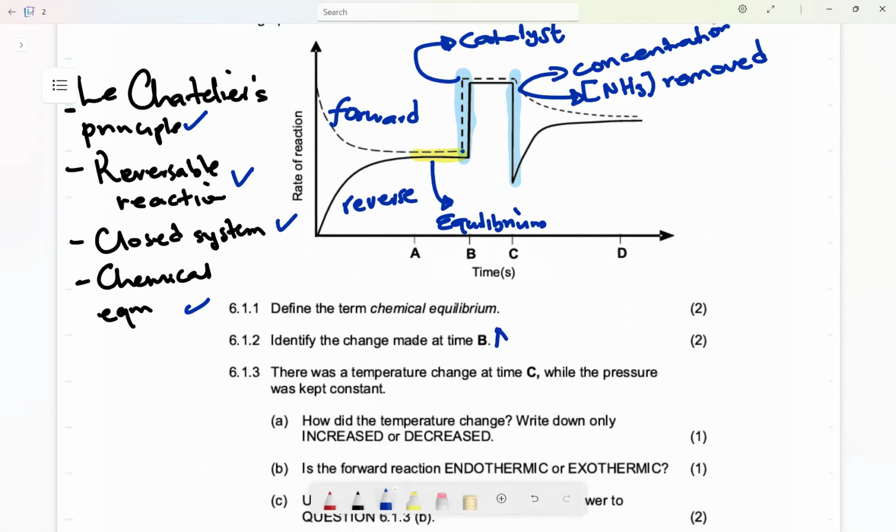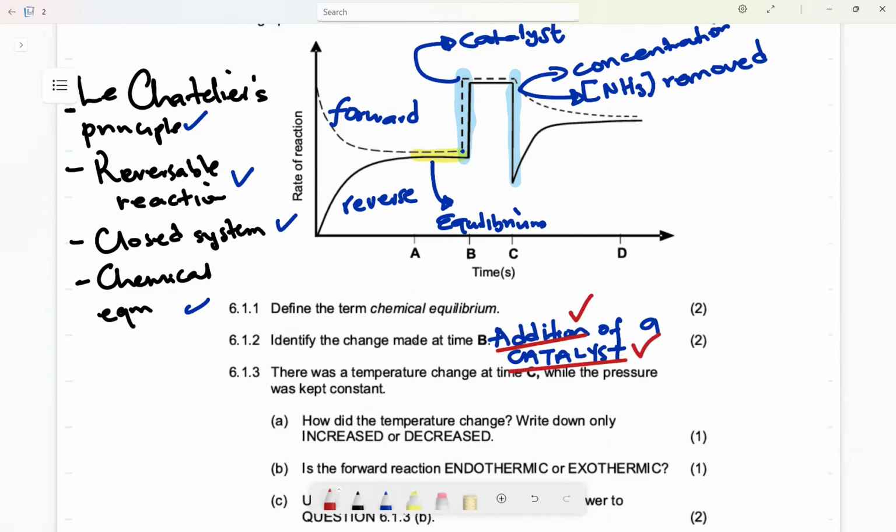So we're going to say addition. We won't say just catalyst. You're going to say addition of a catalyst, or add a catalyst. First mark it is addition. Okay, you added what? A catalyst.